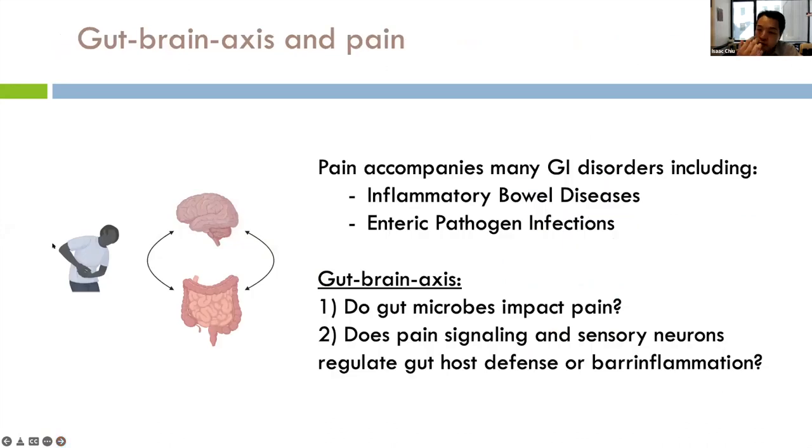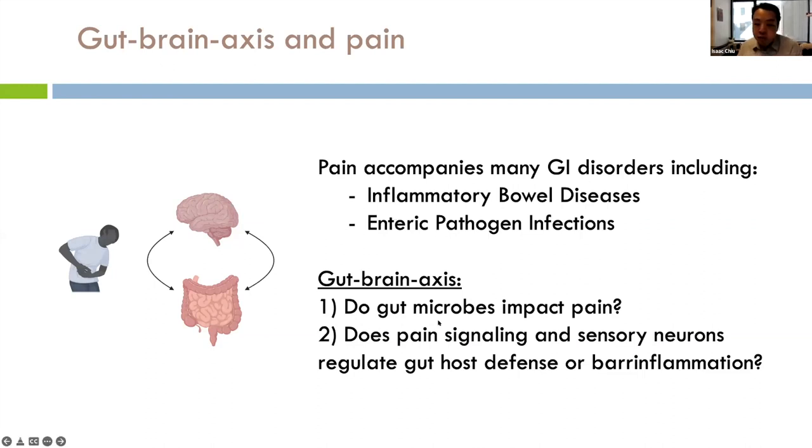So we've already heard a very nice talk from Asya about the gut-brain axis and how the nervous system is able to sense inflammation and also signal back to the gut to regulate immunity. One part of this axis is pain fibers. We know that pain fibers innervate the intestine, and you have visceral pain when you have GI disorders, including inflammatory bowel diseases and infections.